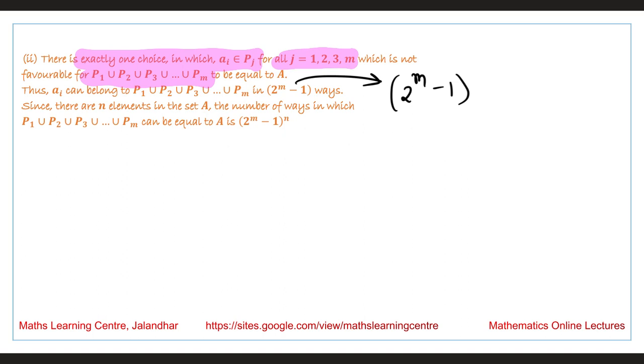These are the total number of ways we have in this case corresponding to one element. For the first choice A, we have these many options. Again for the n elements, we will have 2 raised to the power m minus 1, whole raised to the power n. This is the answer in both these cases.